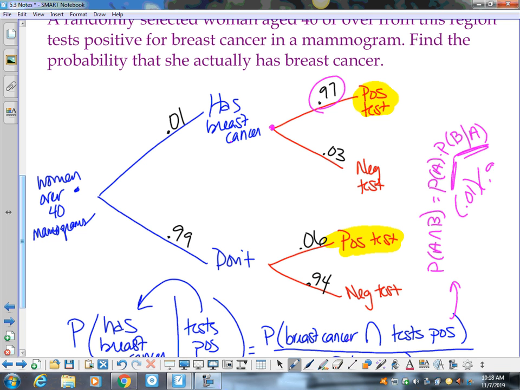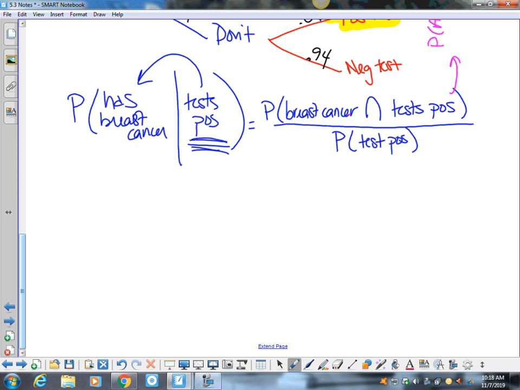So this 0.97 has already got the "given" in it, which is why I can just do 0.01 times 0.97. I don't have to do the official whole "and" formula, because the "and" formula has a given in it, and this tree already takes that 0.97 into account.